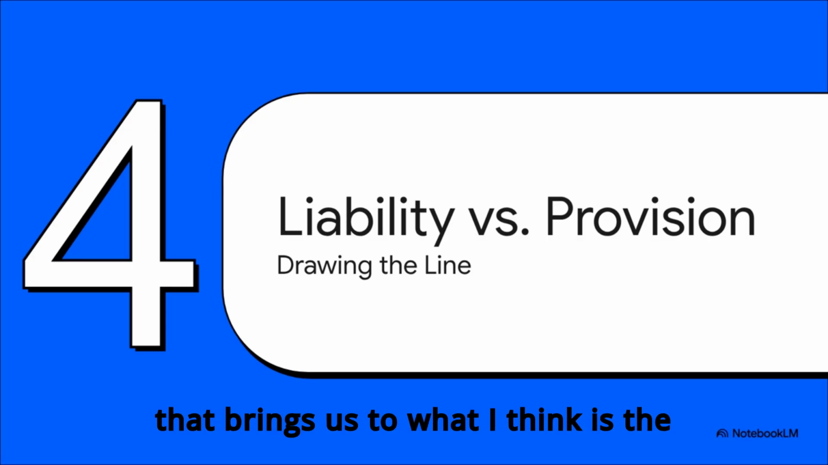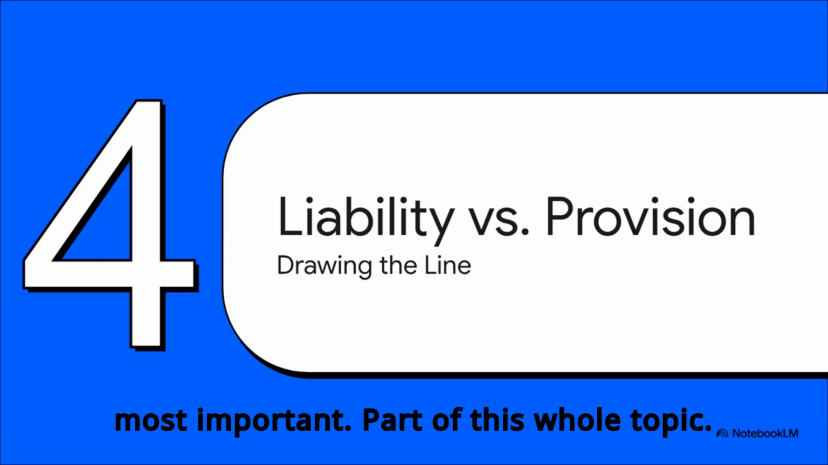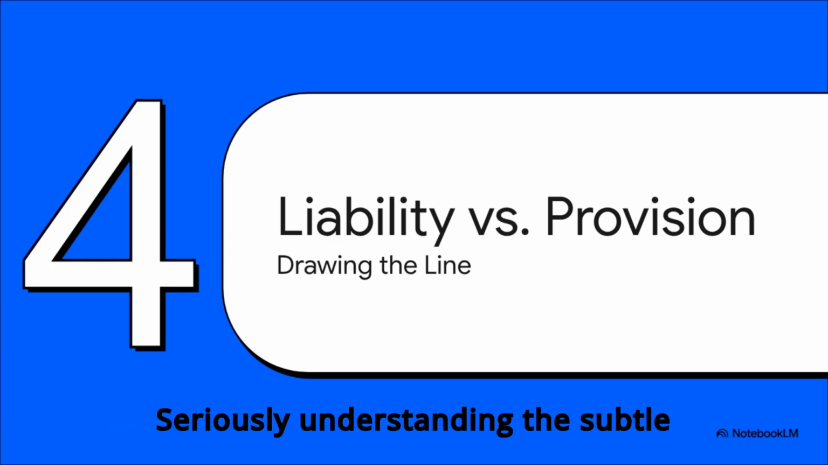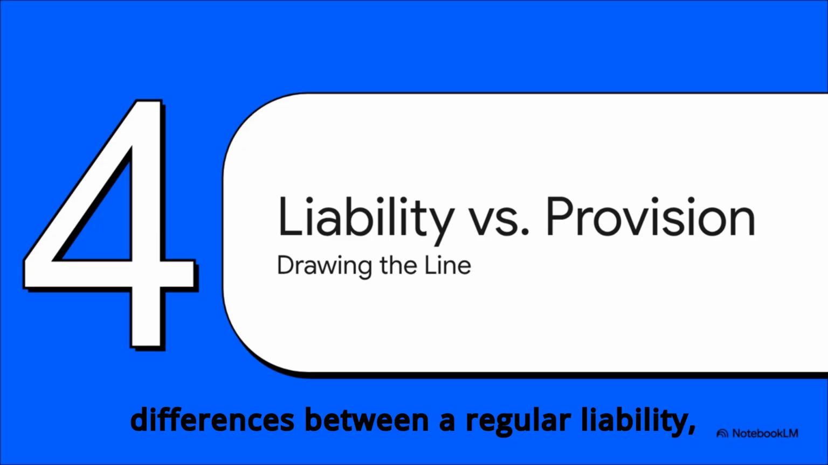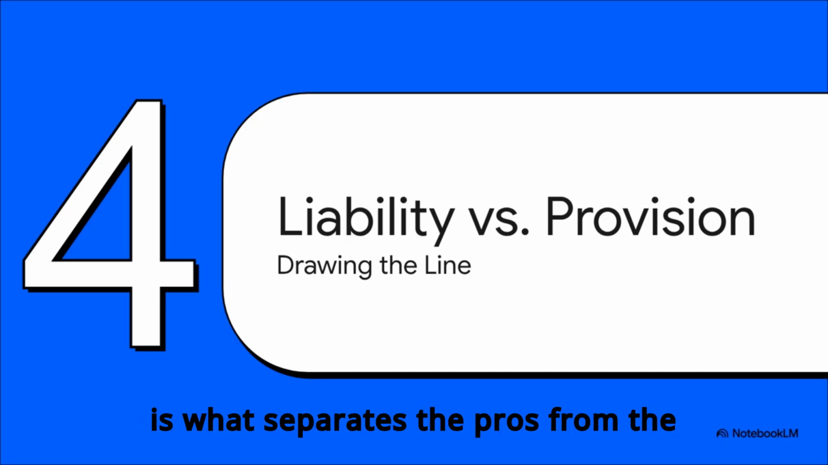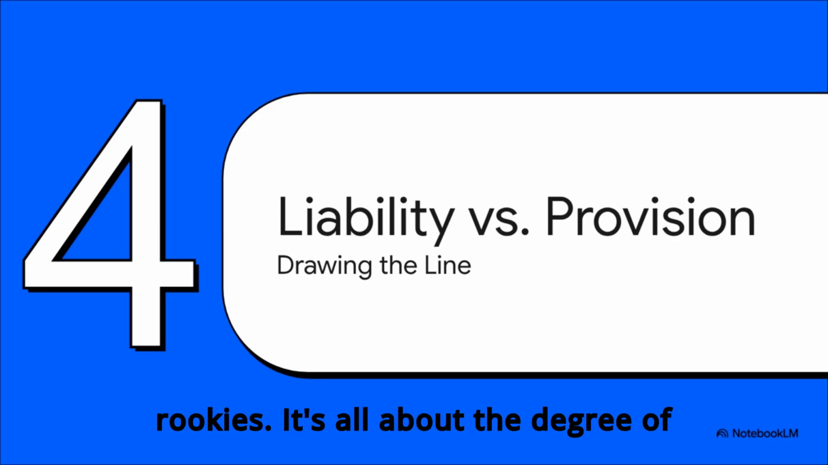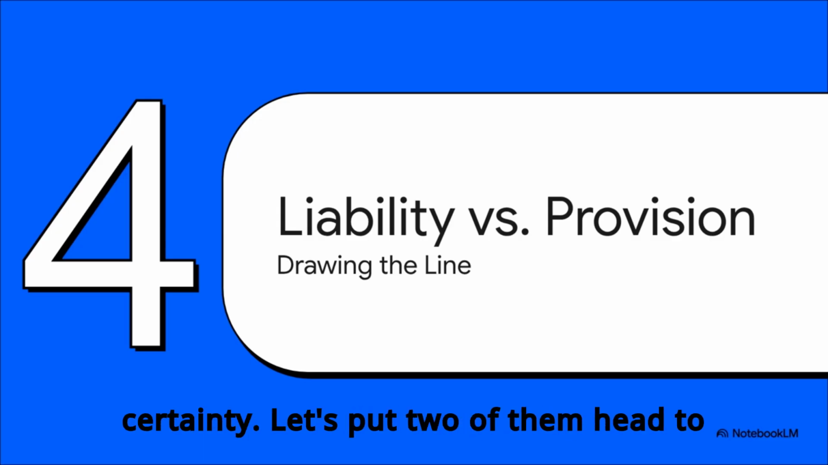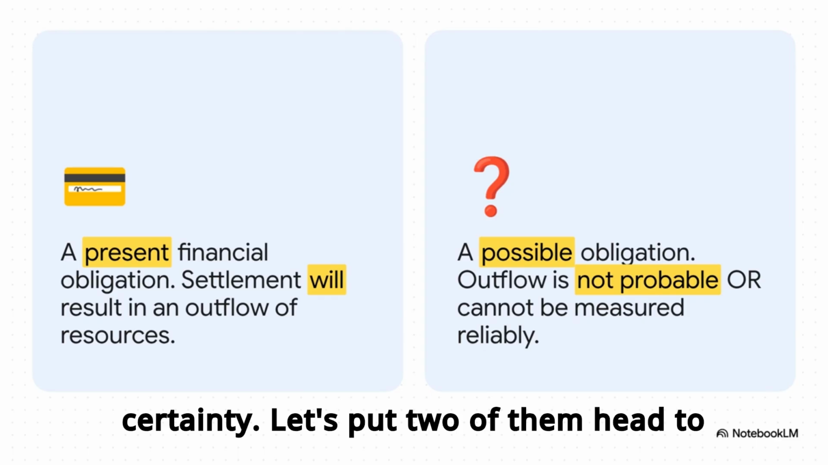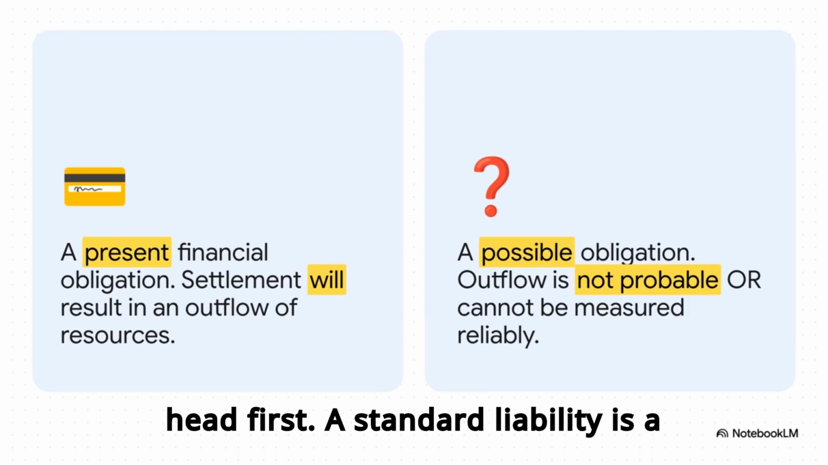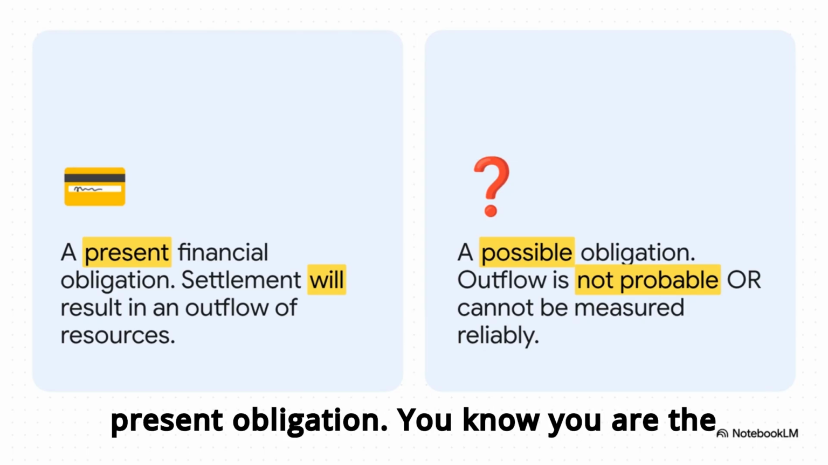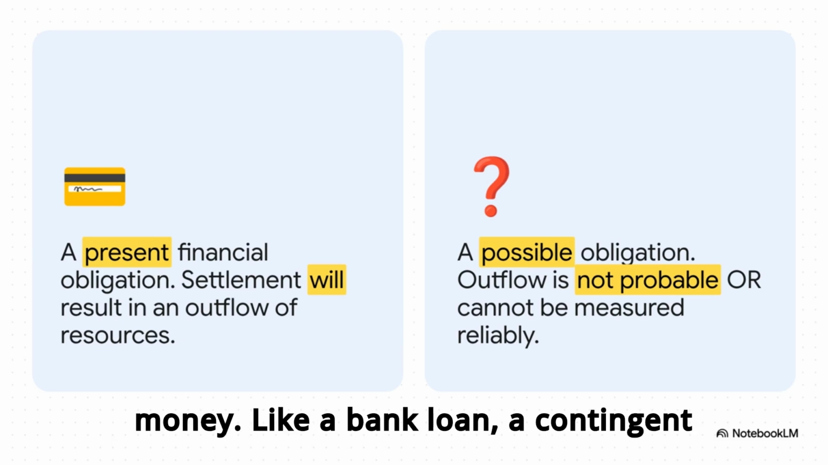And that brings us to what I think is the most important part of this whole topic. Seriously, understanding the subtle differences between a regular liability, a provision, and a contingent liability is what separates the pros from the rookies. It's all about the degree of certainty. Let's put two of them head to head first. A standard liability is a present obligation. You know you owe the money, like a bank loan.